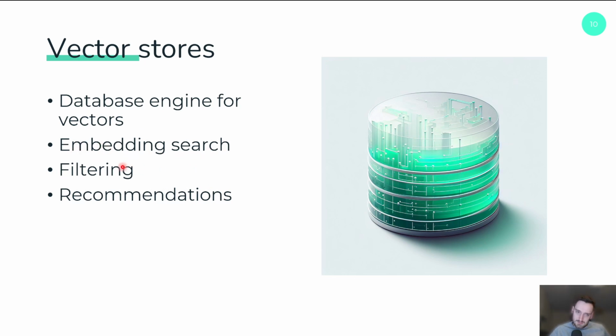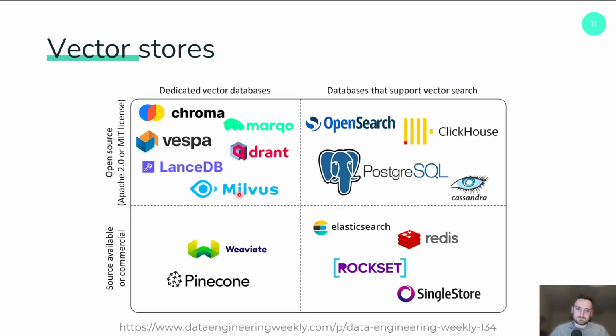One of the options that many vector stores have is filtering, and I will show you why I think that this is one of the most important features of vector stores. And then you can also do recommendations with some of them, with most of them, I would say. And I will show you an example for that later as well.